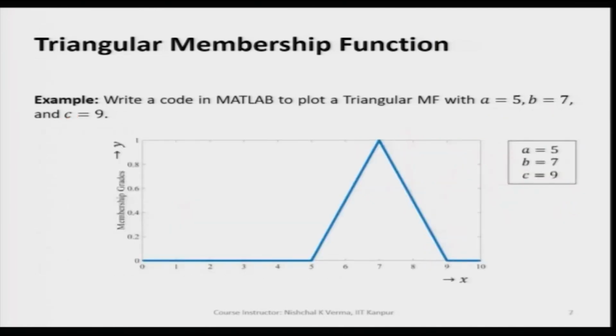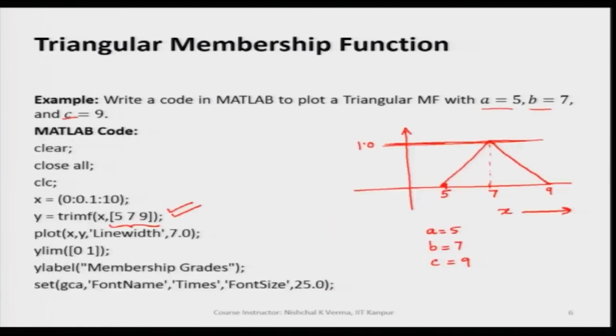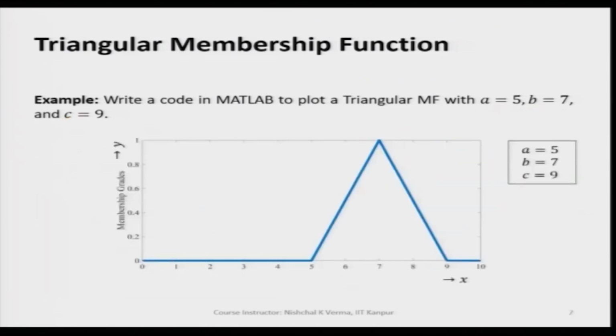Now, we see here the plotted shape that we used in MATLAB. If we run this program in MATLAB, we will be able to get this shape plotted. So, this is the fuzzy membership function, which is this triangular membership function whose vertices are at 5 and then 7 and then at 9.